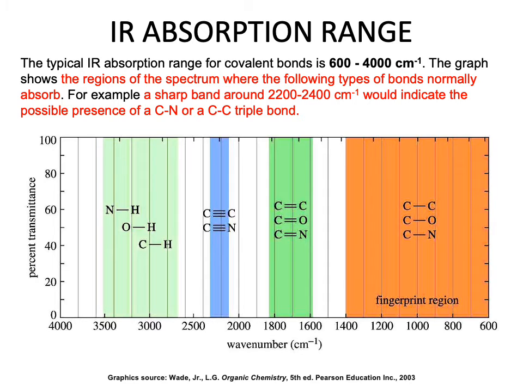And usually around 2700 to 3500, you see the stretching of the CH and OH and NH. In the following, we explain in detail.